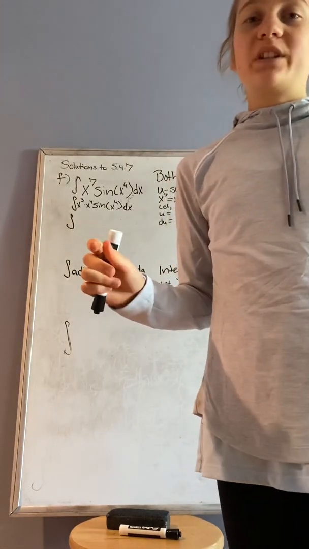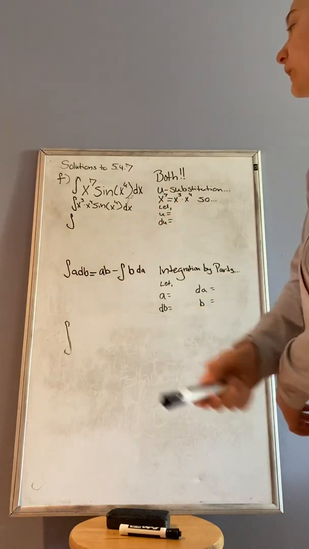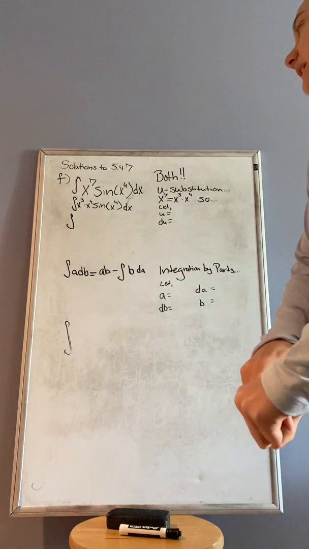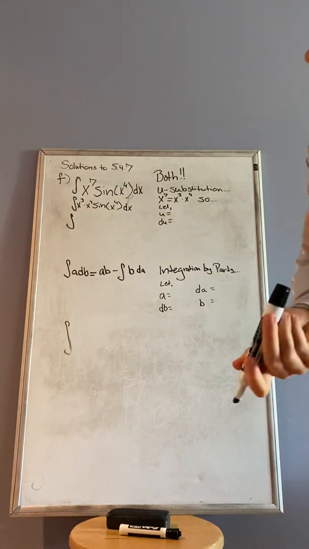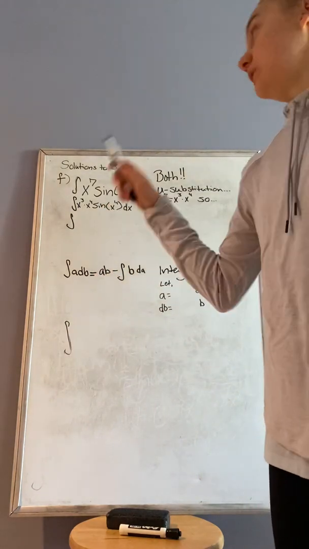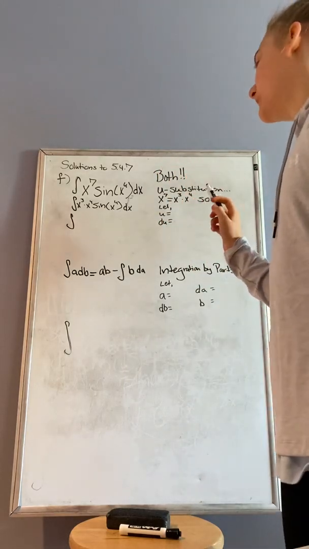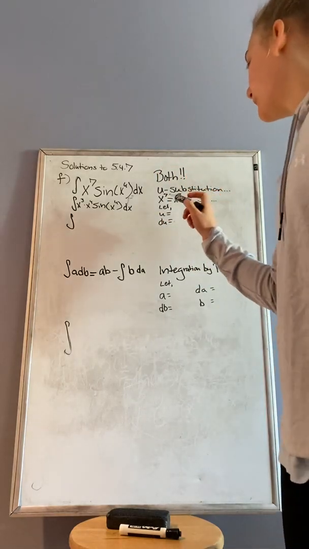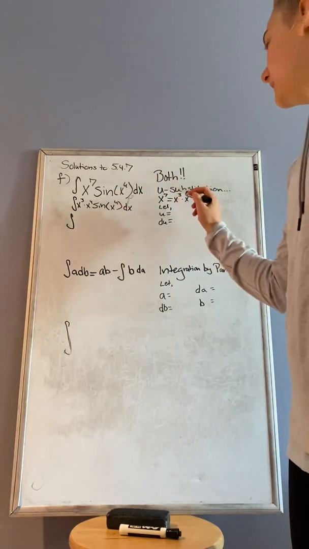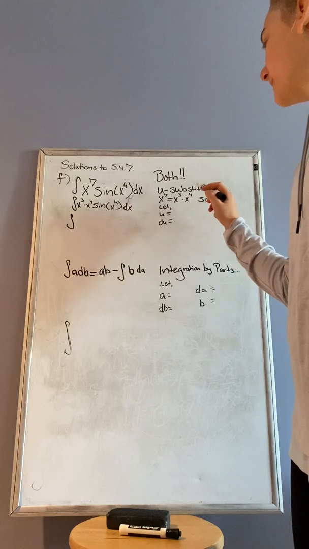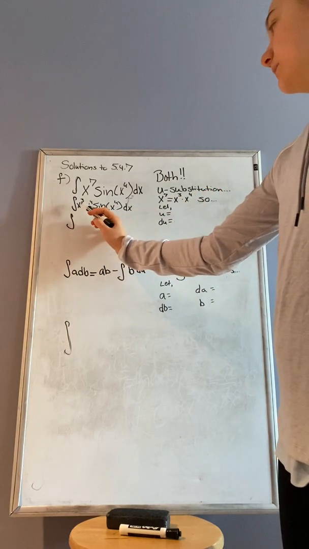So now I'm going to solve part F, which is the integral of x to the 7th sine x to the 4th dx. And for this one, we are going to use both u substitution and integration by parts. To begin, we're going to do u substitution. First, we should probably remember that x to the 7th equals x to the 3rd times x to the 4th. So we can rewrite our integral like this.